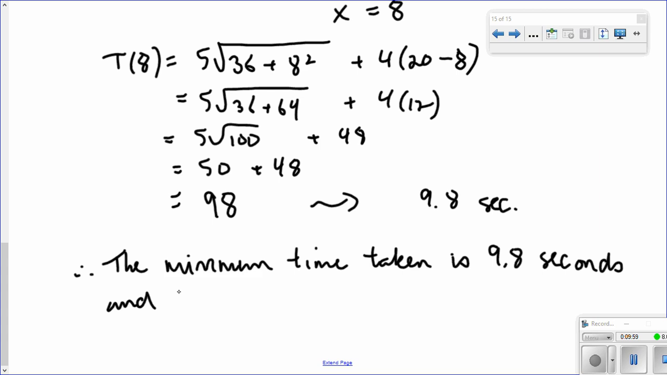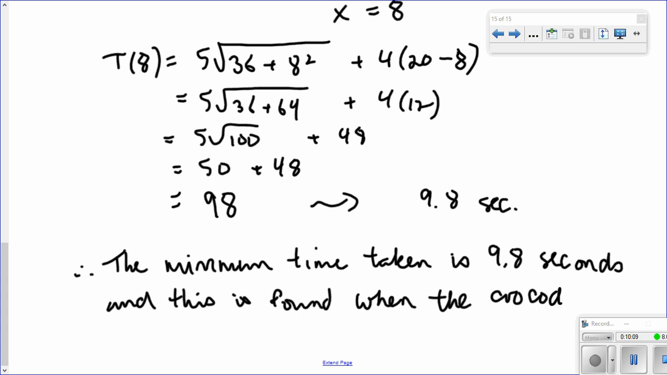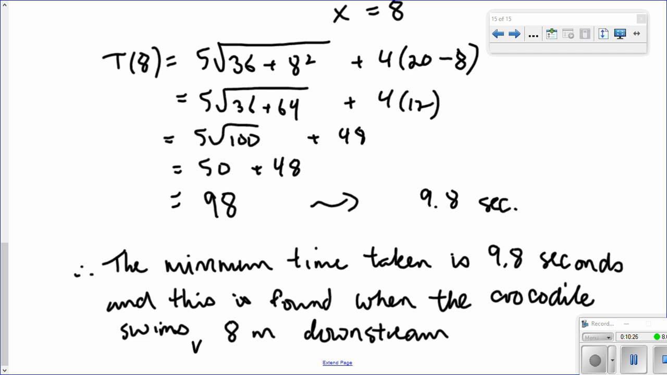And this is found when the crocodile comes out 8 meters downstream. Okay, good. Okay, that's not a hard one, really.